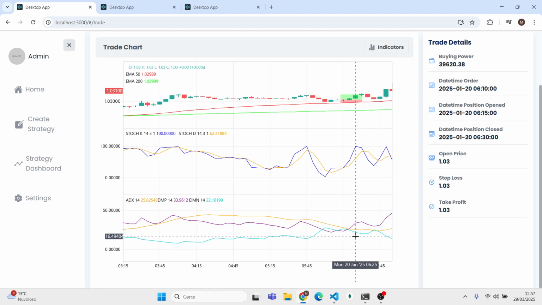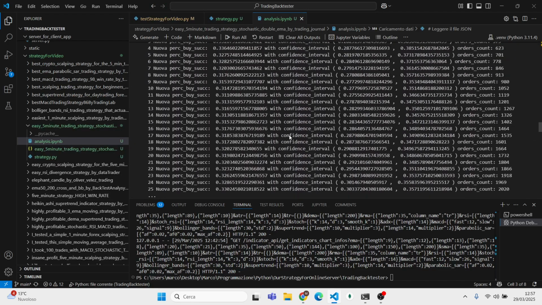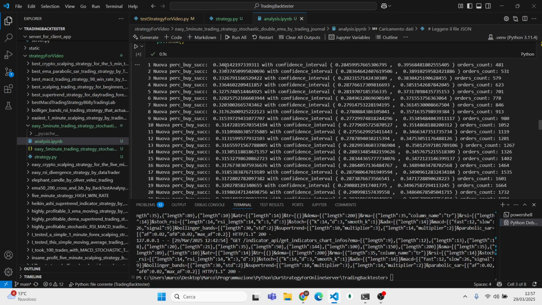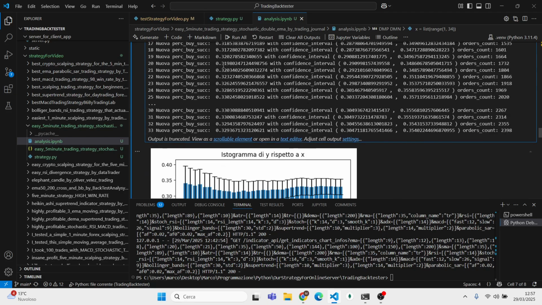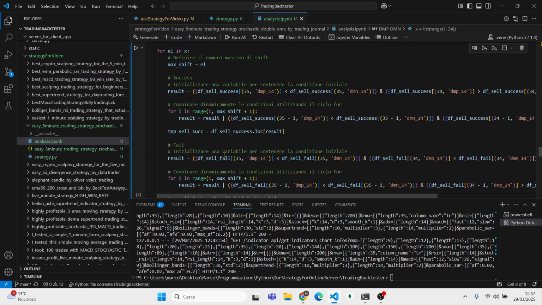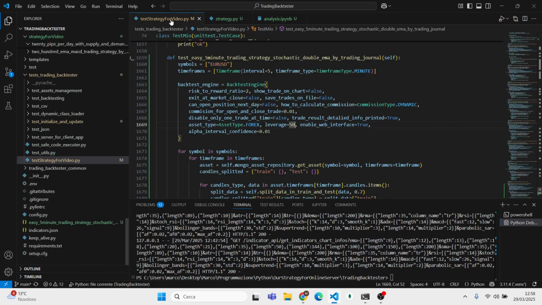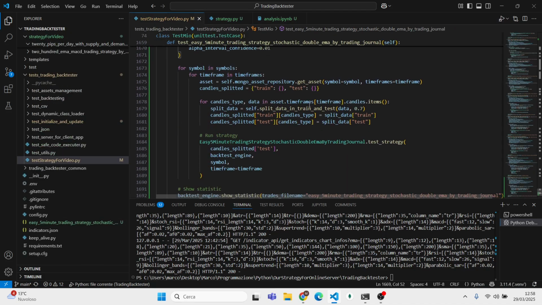Okay, now that I have said that, let me show you what I have found. I have found that if you had checked for this DMP DMN cross in the last two candles, the average success rate in buy would have been 34, and the average success rate on sell would have been 37. But probably new positions will be opened, so we have to check that this average success rate is respected.